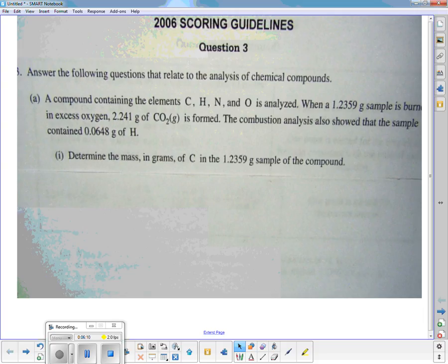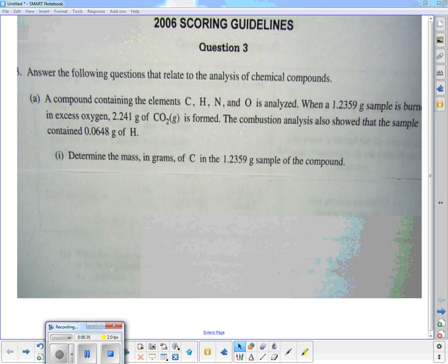CO2. Okay, so the O is included with the C, the CO2. All right, so the first thing that we need to do is look at the CO2. We have the amount of CO2 in grams, but we need to find out how much carbon that is.